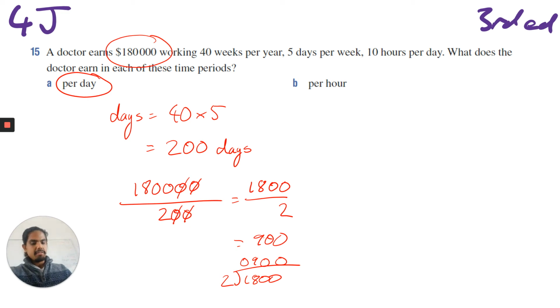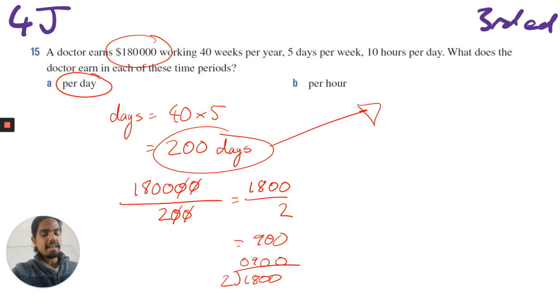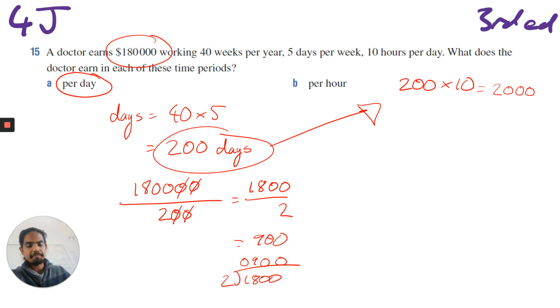Okay? So then we can look at per hour. So we now need to figure out how many hours total. Well, we can bring in our number of days over here, because in each of those days, our doctor is working 10 hours. So I need to multiply 200 by 10. Each of these days contains 10 hours, so I have 200 groups of 10 hours, which gives me an extra 0 on the end, so 2,000 hours.